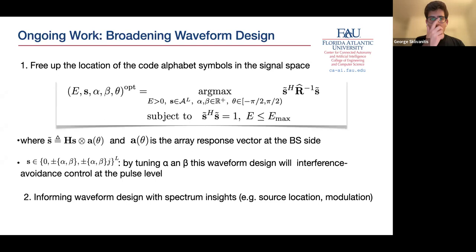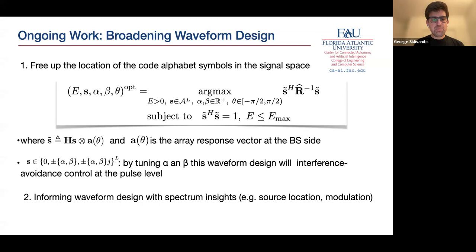Some ongoing work that we currently have is focusing on broadening the waveform design by freeing the location of the code alphabet symbols in the signal space. So we want to start optimizing the amplitudes of the alphabet of our code, as well as the angle at which our transmitter will be informing our receiver. Of course, this requires that the transmitter and the receiver are operating with an array and not just a single antenna.